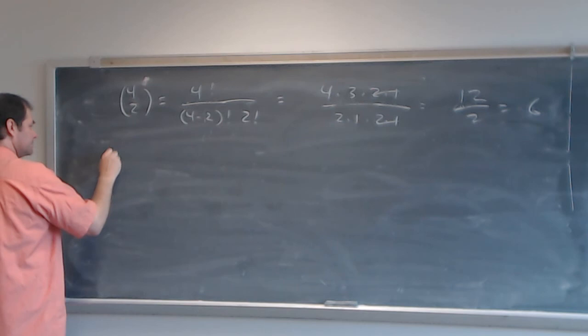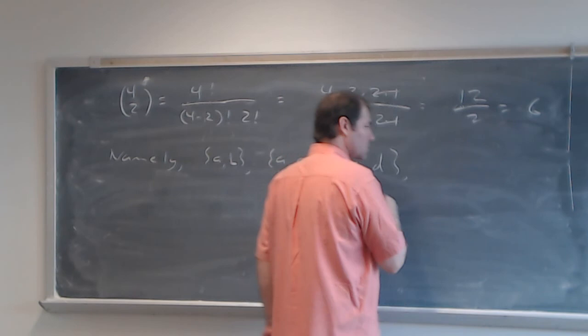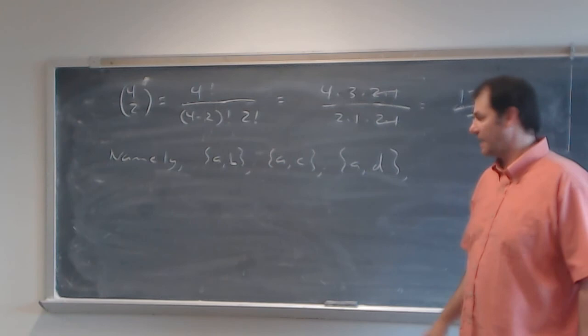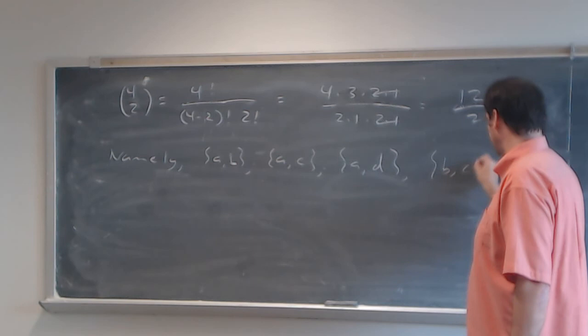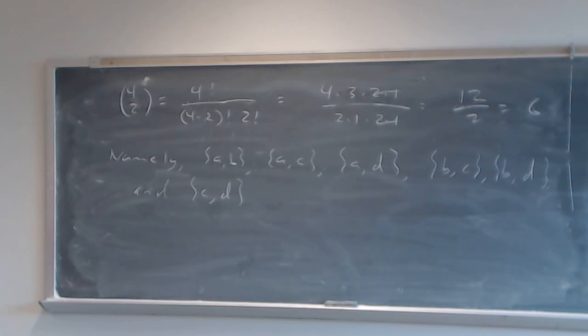So we could have AB, AC, and AD. We're talking about combinations. So out of the four, A, B, C, D, those are the combinations that have A. Then you have B, not A, so BA is the same thing as AB. So you have BC and BD. And then lastly, you could have CD. So those are the six combinations that are possible.